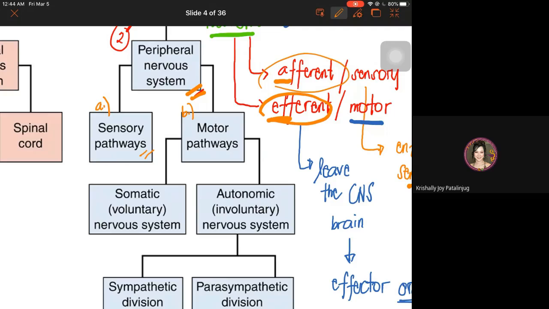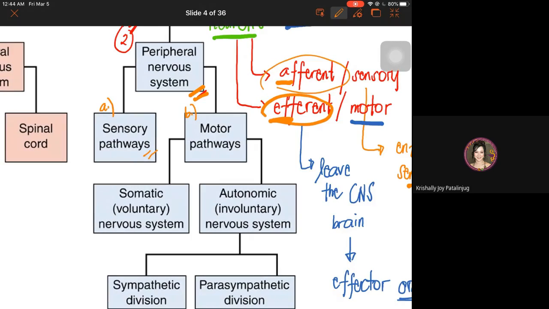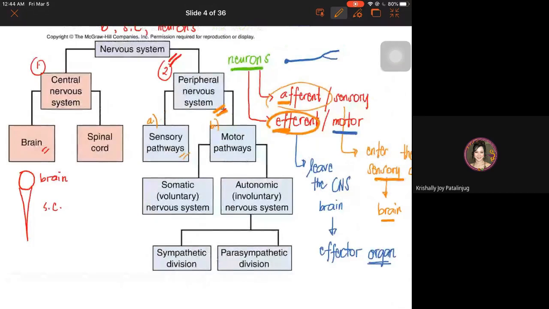Okay, so based on my discussion, let me check if you really understand. I'll be throwing questions. Pili lang kayo kung afferent ba or efferent ang sagot. Isang question lang. Sa tingin nyo, between afferent or efferent neurons, saan kaya dito ang related sa tinatawag natin na stimulus?